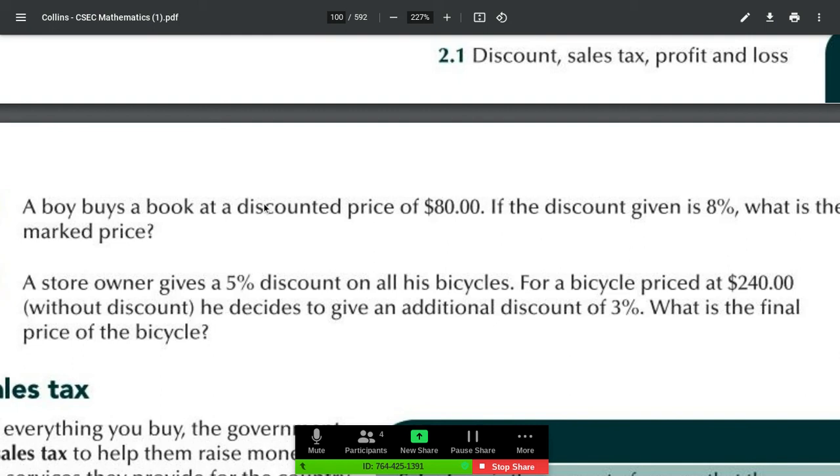Yes, sir. Sir, do you mind zooming out so I could just take a screenshot? Sure, sure. Done.